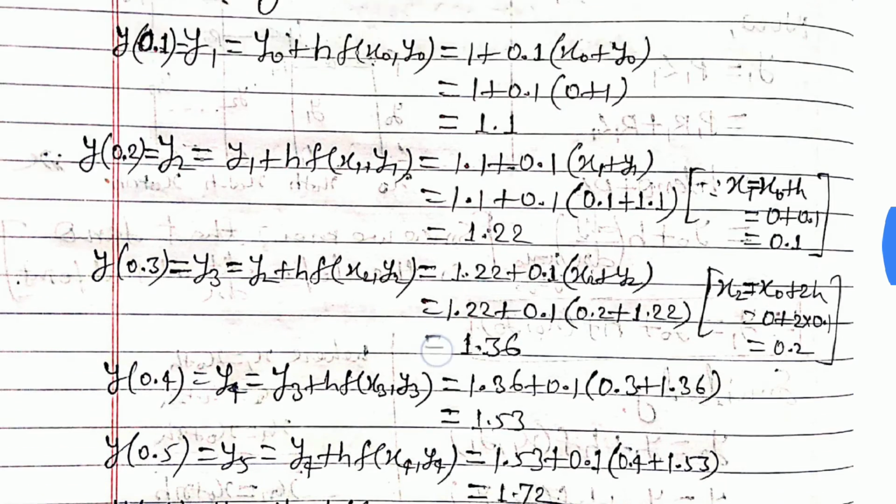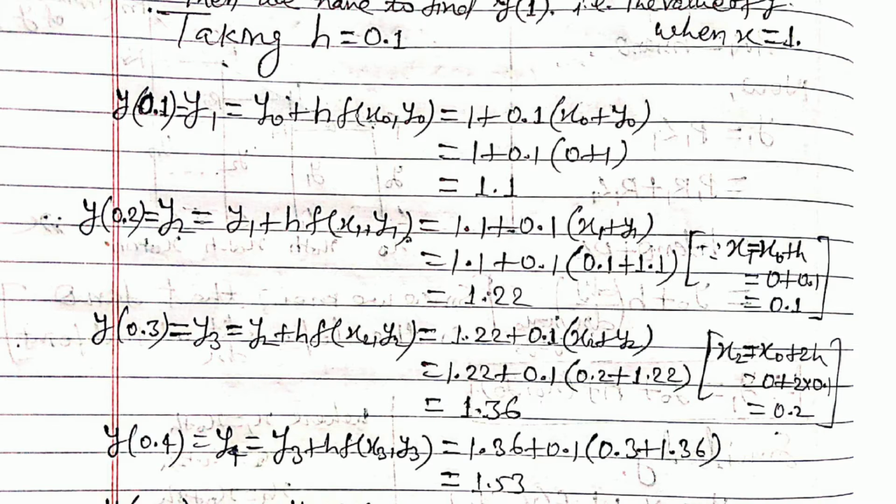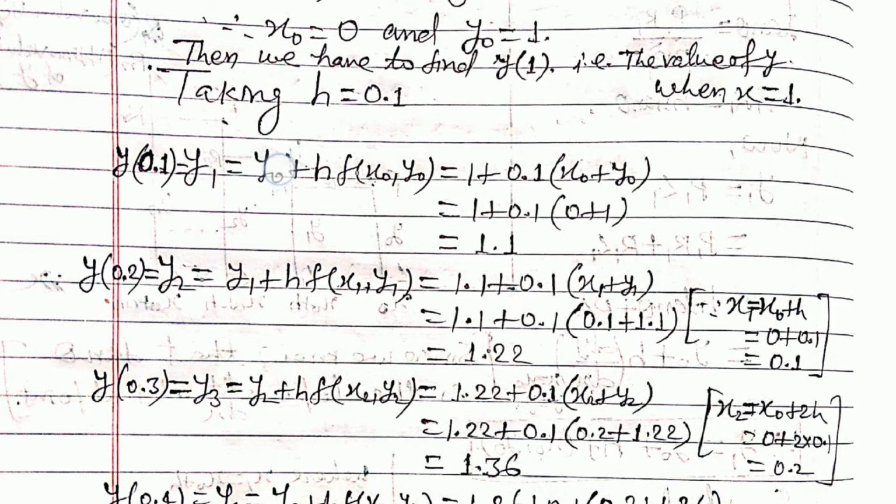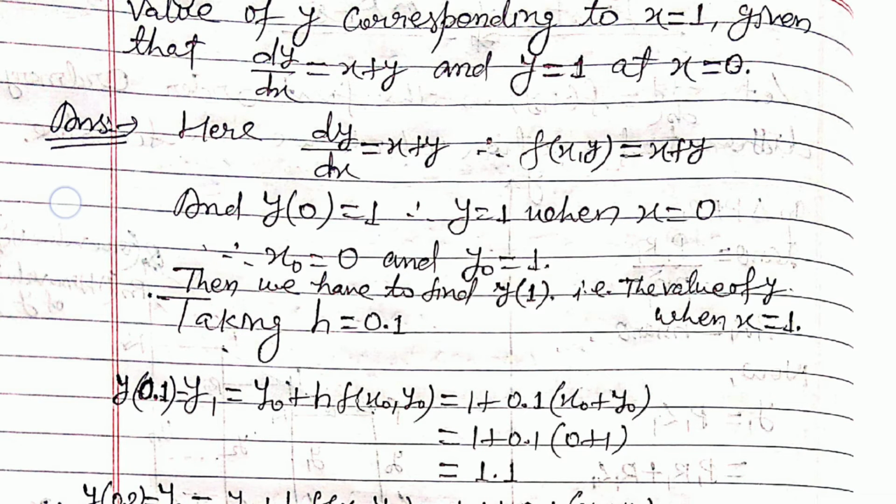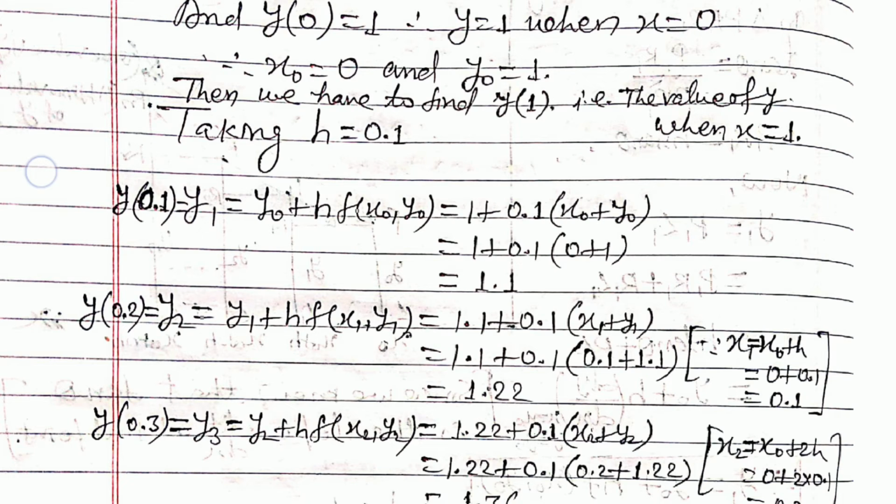What we know from the derivation of Euler's method to solve a first order ordinary differential equation is that y1 is equal to y naught plus h f(x naught, y naught). Here y naught is given as 1, and h is equal to 0.1. The function is f(x, y) equal to x plus y, so in place of x we write x naught, and in place of y we write y naught. Its value is x naught plus y naught. Substituting, we conclude that the value of y1 is 1.1.